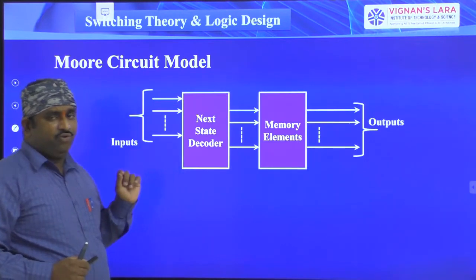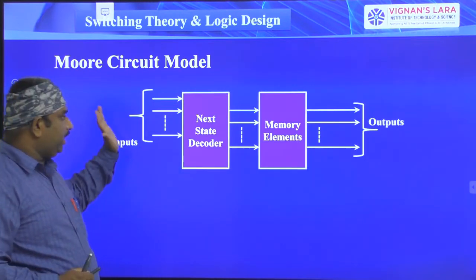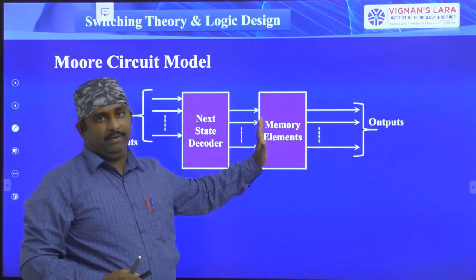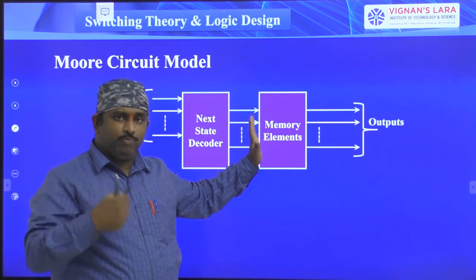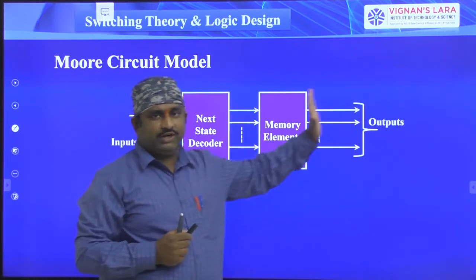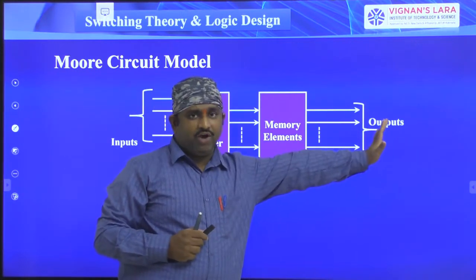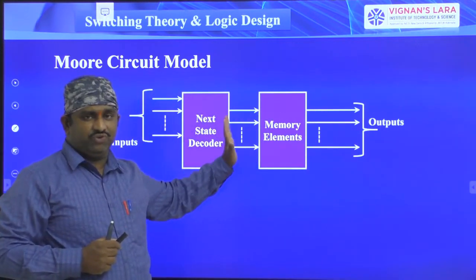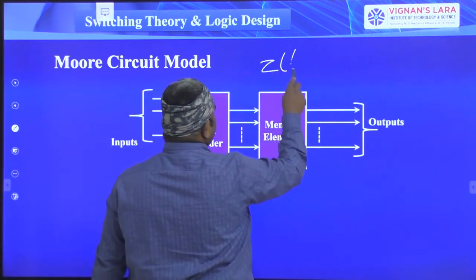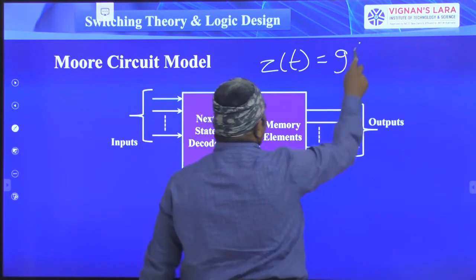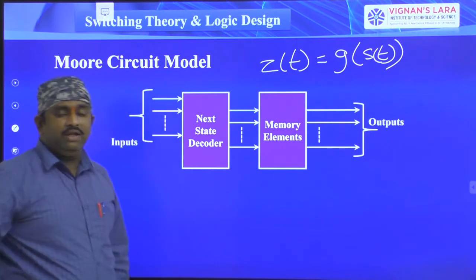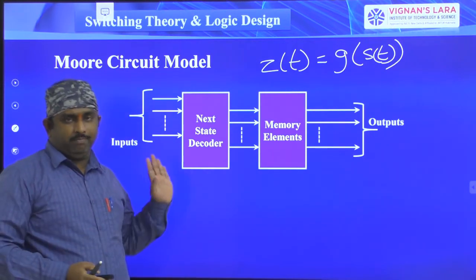This is an example of a Mealy model without any output decoder. Here, the outputs of the system depend completely on the memory elements. Generally, the memory elements collect the output of the system, store the present state of the outputs, and generate the next state of the outputs. That is, Z of t is equal to S of t. This is for the Mealy model. The output Z of t is equal to some function G of S of t. So this is the Mealy type machine.